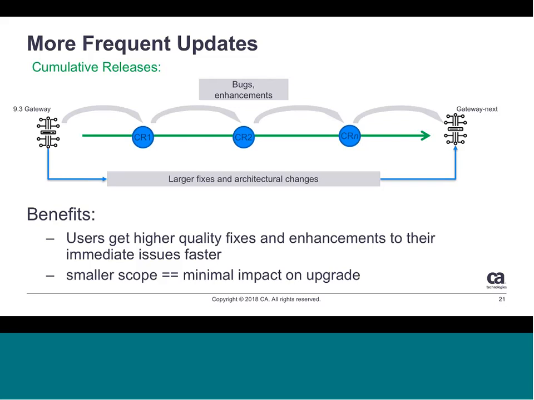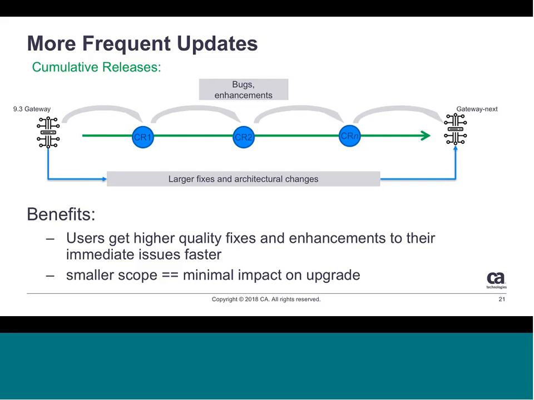And the other advantage, of course, is the fixes are always going to appear in that following release, which in fact makes that jump to Gateway Next a little bit smaller. If you're on 9.3 and you've taken CR1, CR2, CRN, when you finally get to Gateway Next, you've already added all of those bugs and enhancements to your gateway. All you're doing at that point is upgrading for larger fixes and architectural changes that we might have added. So we're hoping that smaller, more consumable change set will encourage our customer base to upgrade the gateway faster.